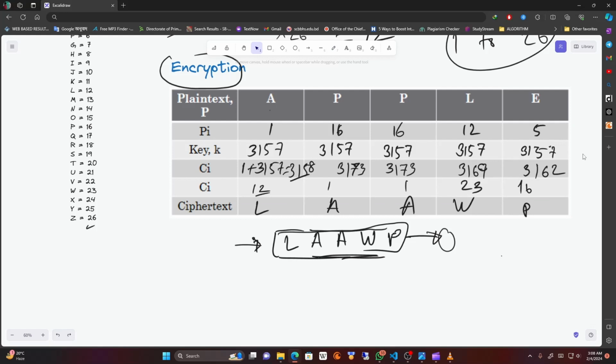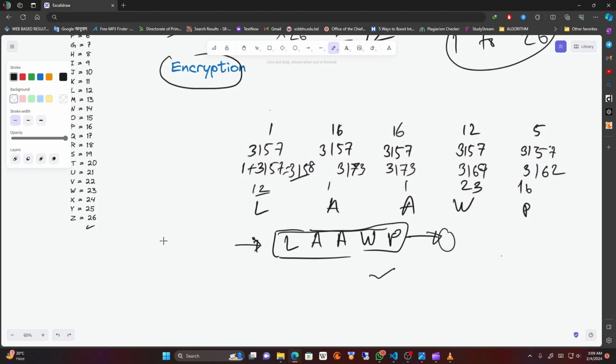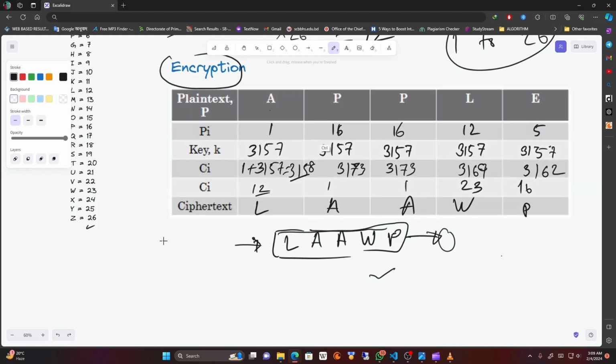Now let's see an example of decryption. We are going to decrypt this message here. After decryption we should get the result Apple. If we get the Apple result after decrypting this message, then we'll be sure that our algorithm is correct. If we don't get this Apple result, then we will be pretty much sure that our algorithm is incorrect.